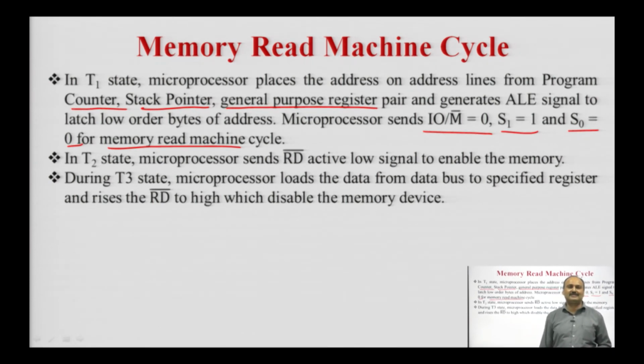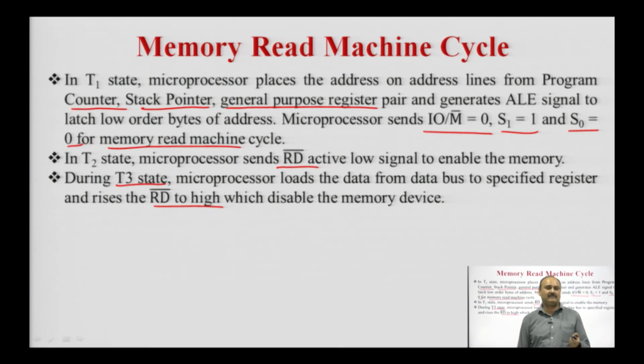The status on the status signal IO/M-bar is equal to 0, S1 is equal to 1 and S0 is equal to 0. In the T2 T state, the microprocessor will generate the read control signal, which is active low, to enable the memory device. Once the memory device is enabled, only then will the processor read the data from the memory. At the T3 T state, the read signal changes from logic 0 to logic 1, and it will disable the memory device.